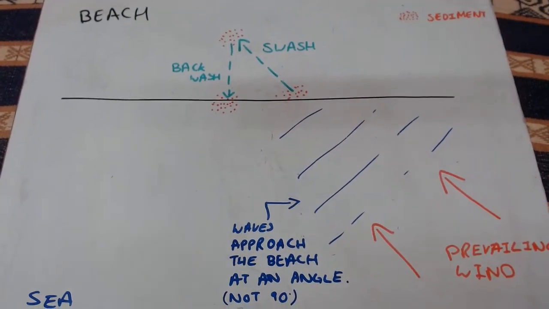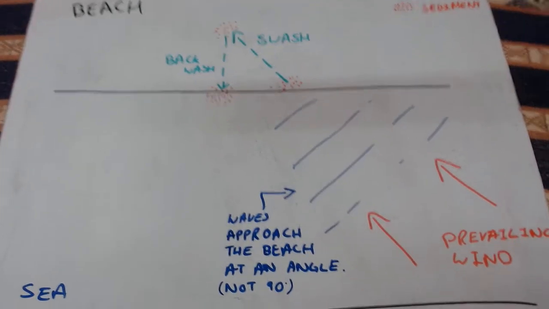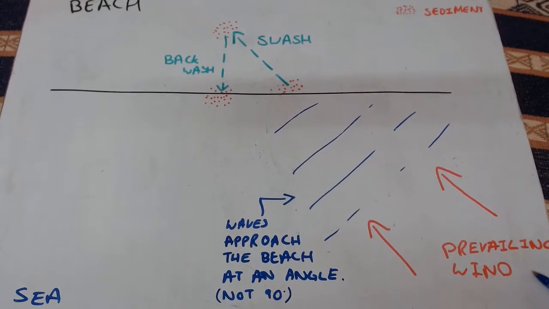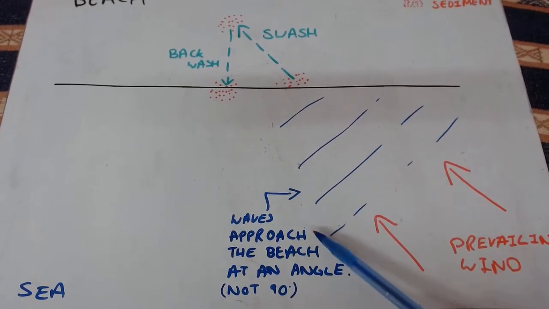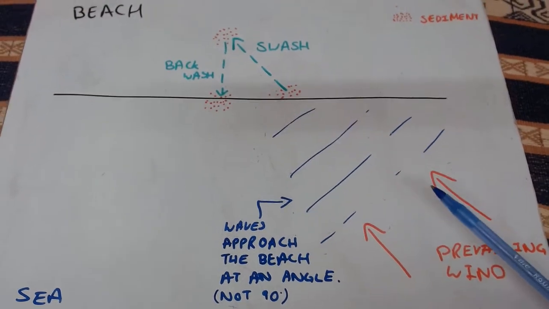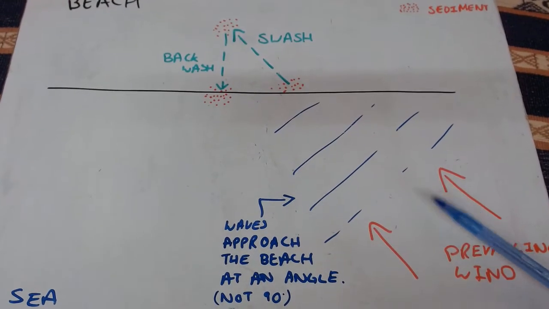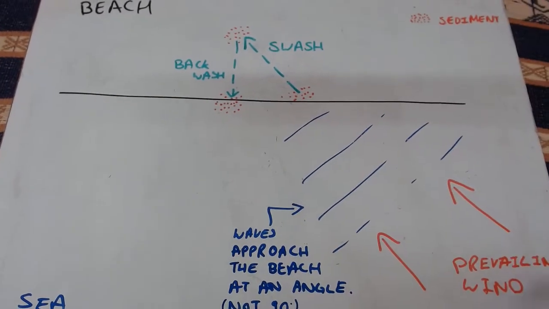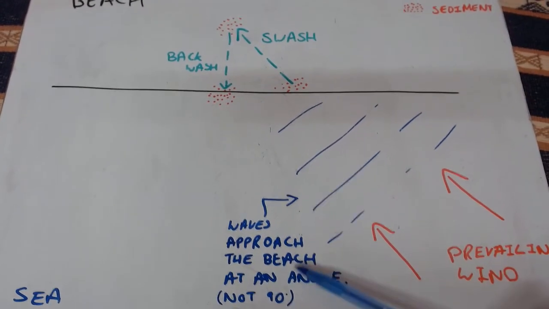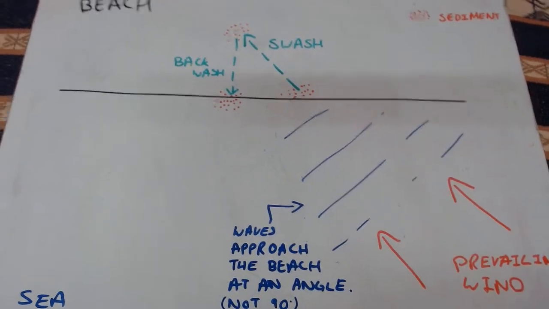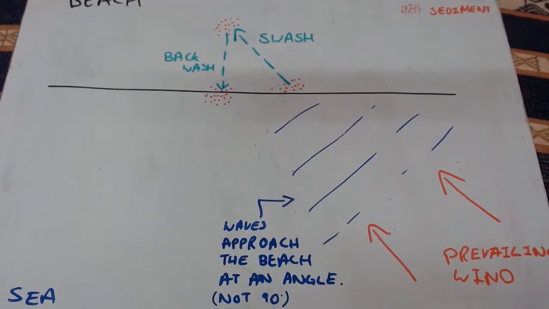Okay, now longshore drift, there's two things. Prevailing wind, we know wind controls all waves, and the second thing is the waves themselves. So the prevailing wind is blowing at this angle. Okay, if it's blowing at that angle, then the waves will travel at that angle. So waves approach the beach at an angle not 90 degrees. They very rarely approach perfectly on. Okay, think about the next time you're at the sea.